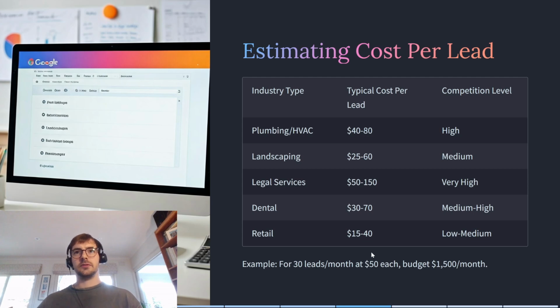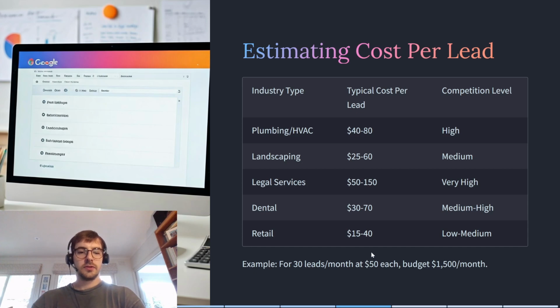Now, some typical lead costs for each industry. You can see the ones with the higher competition are costing more. For example, legal services, that's super high competition. And because the cases are so expensive, they make so much money from them that they're happy to pay hundreds of dollars per lead, often up to $250 a lead.